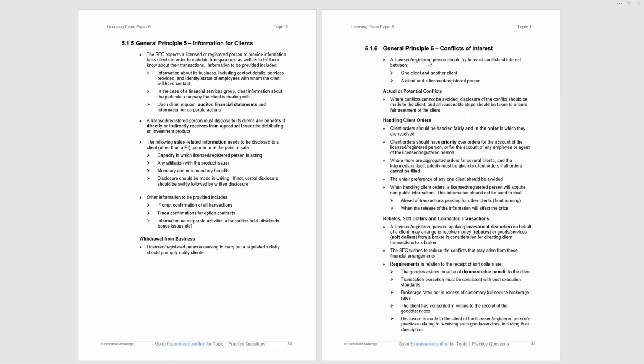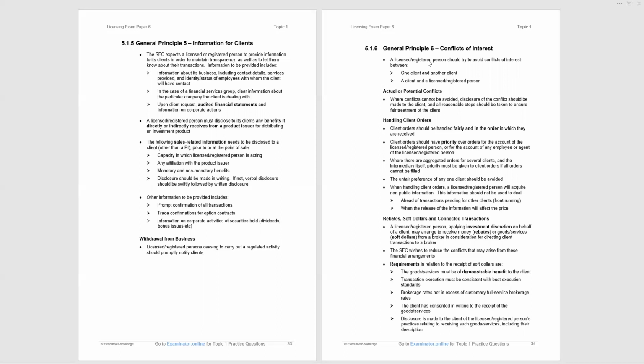Following sales-related information needs to be disclosed to a client, that is other than a PI, that's professional investor, prior to the point of sale: the capacity in which the licensed or registered person is acting, any affiliation with the product issuer, monetary and non-monetary benefits, and the disclosure should be made in writing. If not, verbal disclosure should be swiftly followed by written disclosure.